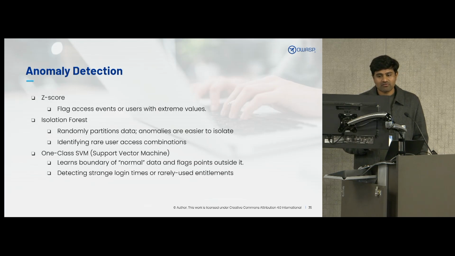As long as you're good with that, these are good tools to employ. Z-score is one of those, which will flag events when users with extreme values show up accessing your systems. There are other techniques like isolation forest and one-class support vector machines. Both of these are quite useful machine learning techniques when it comes to anomaly detection. I would encourage you to check out more if you are solving some of these problems.